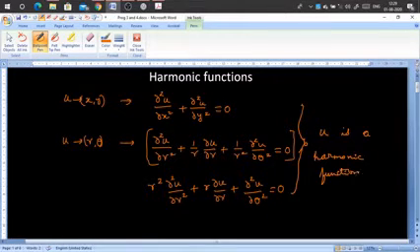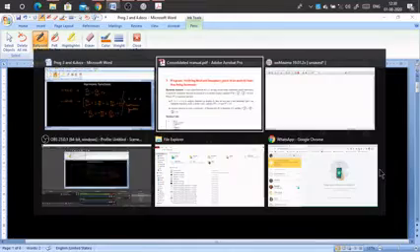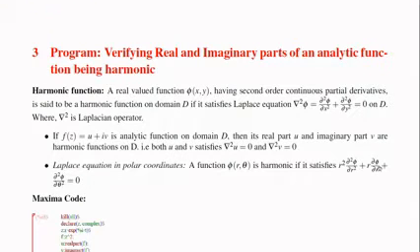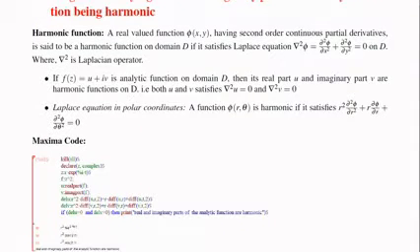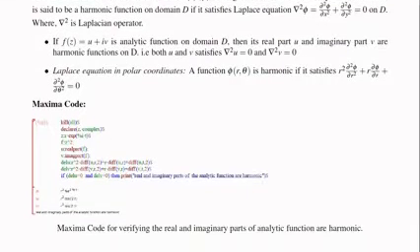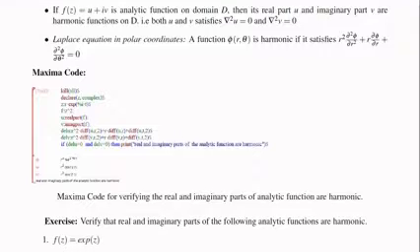The same way, if v satisfies either that equation or this equation, then we say that v is a harmonic function. Okay, now in this particular program we are given an analytic function, and our job will be to verify whether the real and imaginary parts of the analytic function are harmonic.